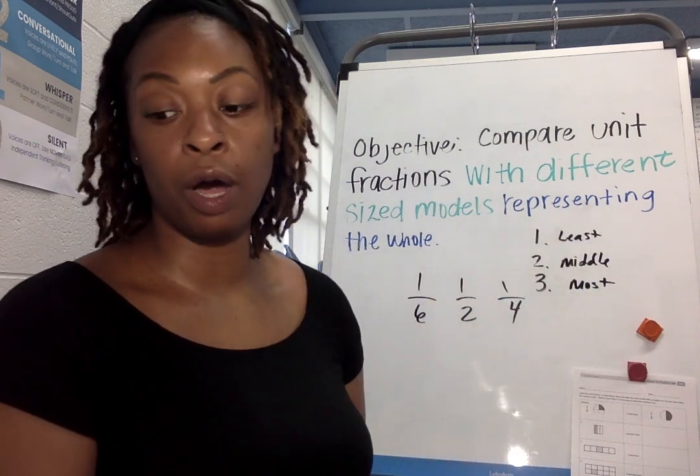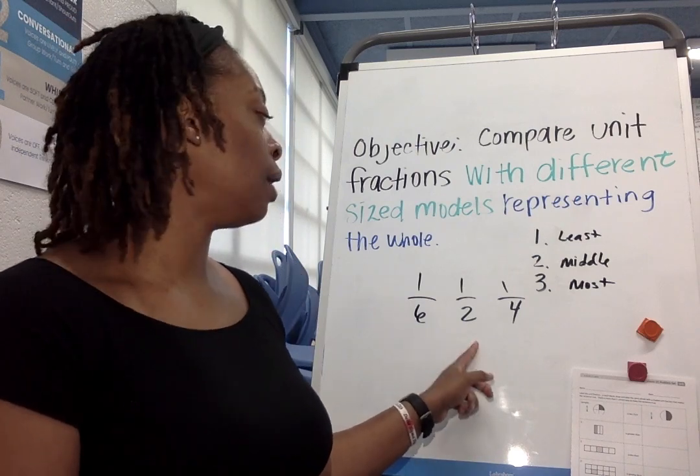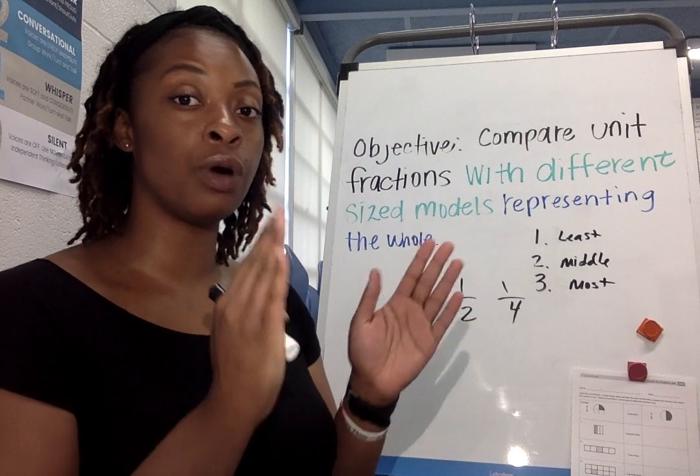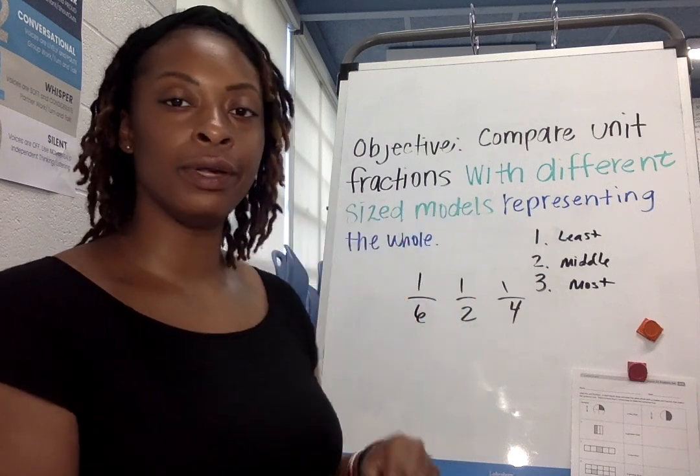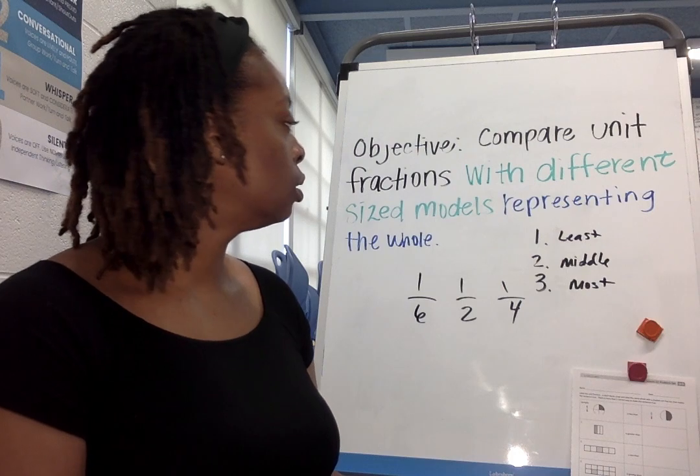After that, it says draw a picture to prove your answer. So you're going to draw a picture showing 1/6, 1/2, and 1/4. So for those, I would just draw. Actually, you figured it out. I'm confident that you can figure it out. Okay. So it's two parts of this.